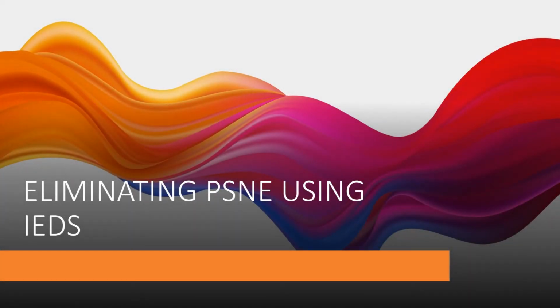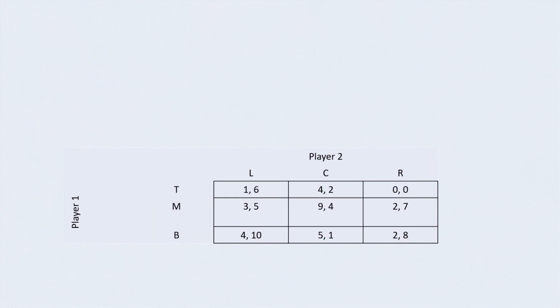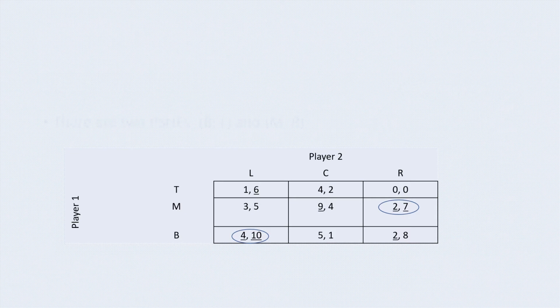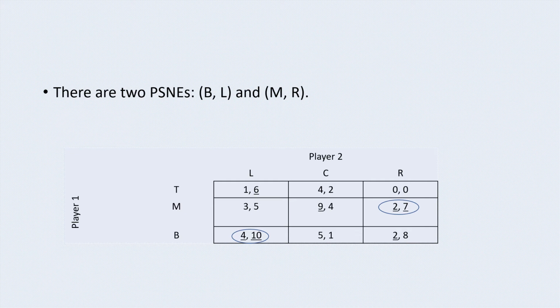In this video, I am going to discuss a procedure called Iterated Elimination of Dominated Strategies, or IEDS. Let us consider this simultaneous move game between player 1 and player 2. As you can see, there are two pure strategy Nash equilibriums in this game. One is BL, the other one is MR.